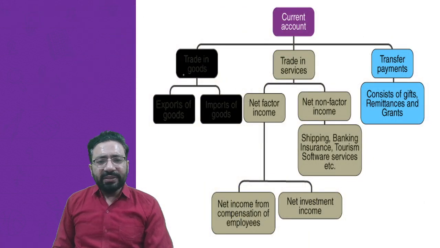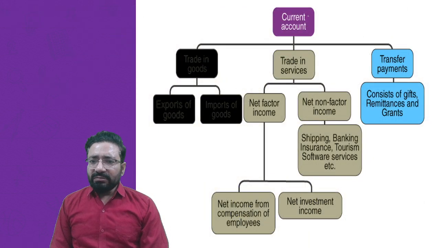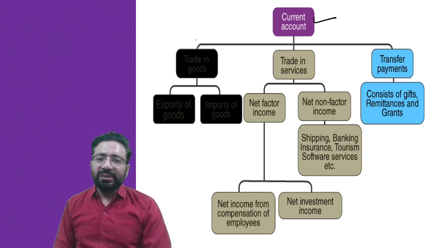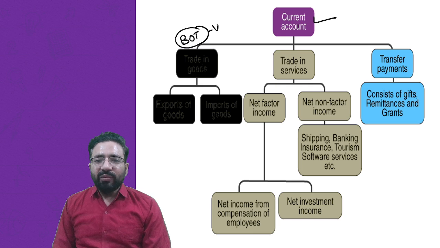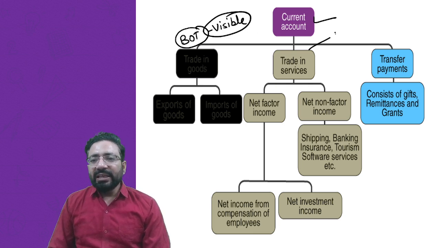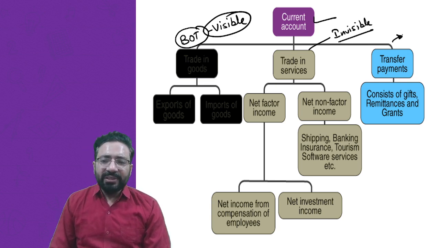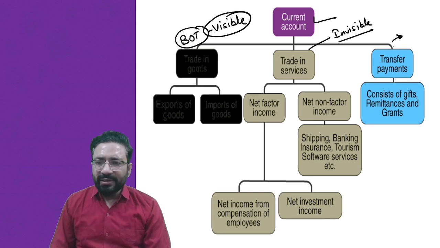Now proceeding further. Now current account. What are the components of current account? This is BOT, balance of trade, that means visible items. This is invisible items. And these are transfer payments. I will talk about them. Unrequited transfer or transfer payment.